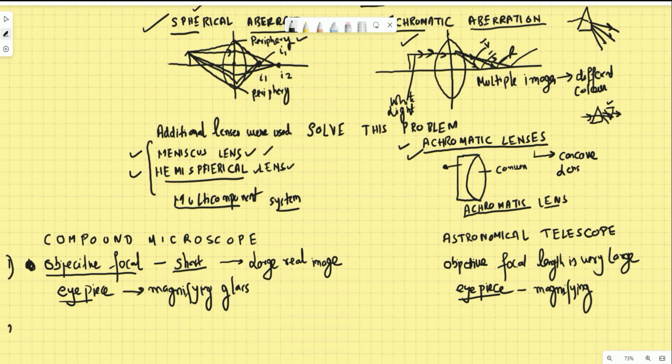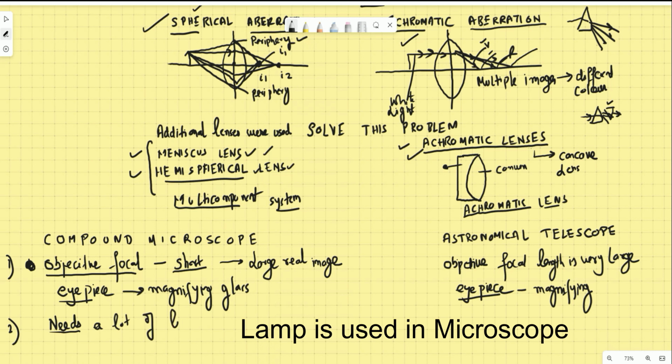Okay. The second difference, and my suggestion is you can go to any book you study, NCERT, you can memorize the differences. I'm just telling you something which is more than what is available in the books. Construction point of view, a compound microscope needs a lot of light. So you would see that oil immersion bulb available beneath the stage. A stage is where you keep the slide. So it needs a lot of illumination, because you want to see that slide which has the bacteria.